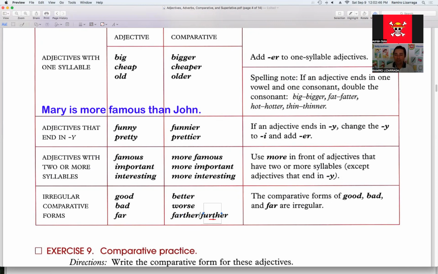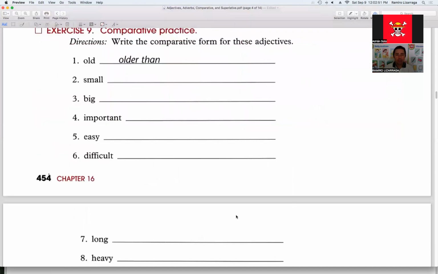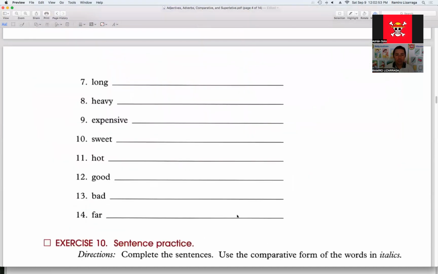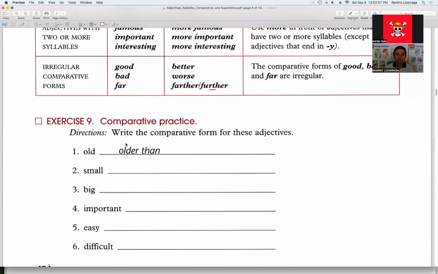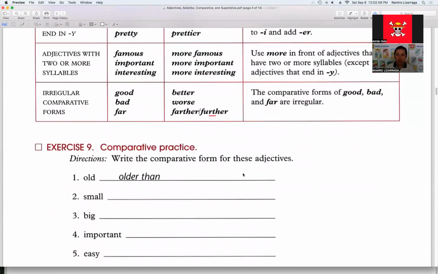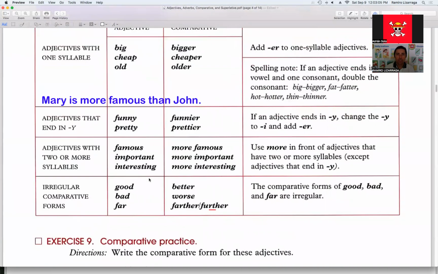Bueno, pues ahí está, ¿no? Ahí está un poquito. Vamos a ver qué podemos hacer. Un ejercicio. Esto se los voy a dejar de tareita para que ustedes lo hagan. Write the comparative form of this adjective. All older than. Bueno, a ver, permítanme.